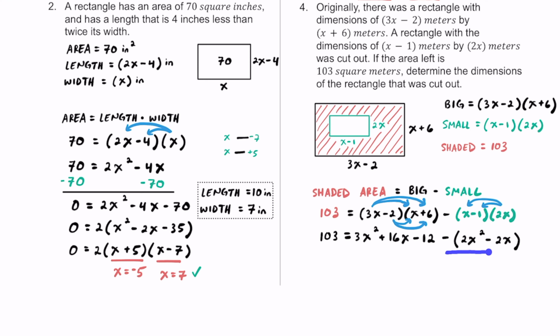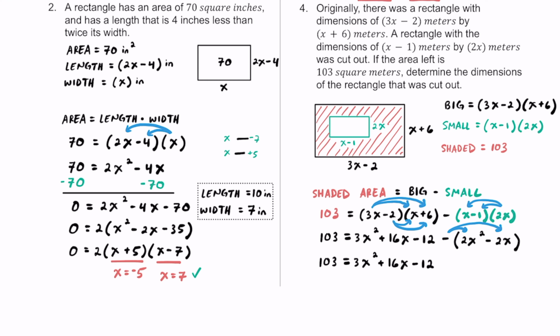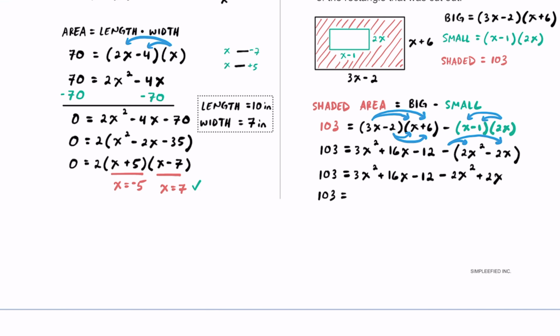Now, if we're taking away this entire expression, which is the area of that smaller rectangle, we're going to distribute this -1 that is in front of this parentheses to both of these terms. So if we distribute that negative, we're going to get minus 2x squared and then plus 2x at the end. All right, now let's see if we can clean this up just a little bit by combining some like terms. So let's get a little bit more space. If we combine the x squared terms, we have 3x squared minus 2x squared. That's just going to be a positive 1x squared. Then we have this 16x plus 2x. That's going to be a positive 18x. And then we have just a constant term of -12, which doesn't have any like terms right now. So let's just take away 12.